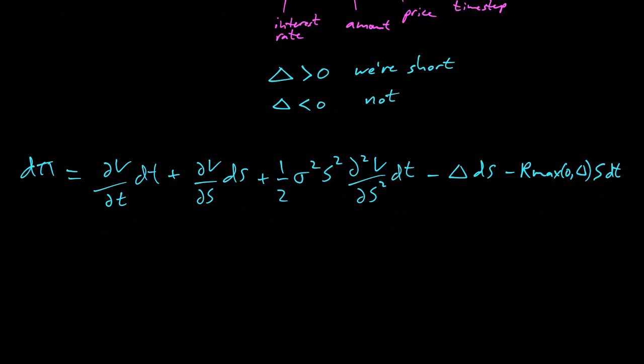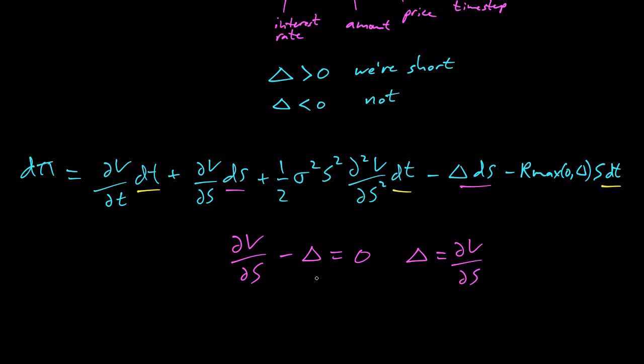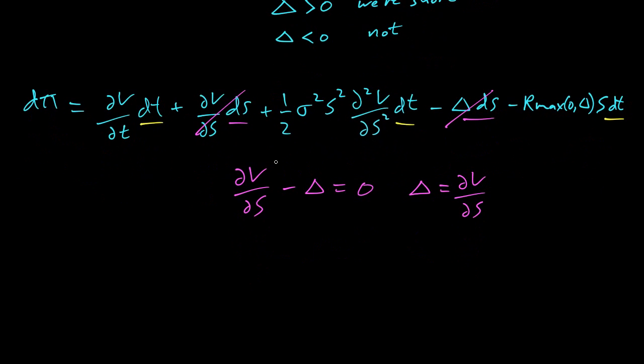Okay, now let's group up terms. We have a dt, a dt, and the dS. So when we group the dS's together, we get partial of V with respect to S minus delta. And if we want to set this to 0, so we want the randomness to go away, we can choose delta. If we set this to 0, that means that delta equals partial of V with respect to S. And so we make that choice, and these go away. And we're left with the dt's.